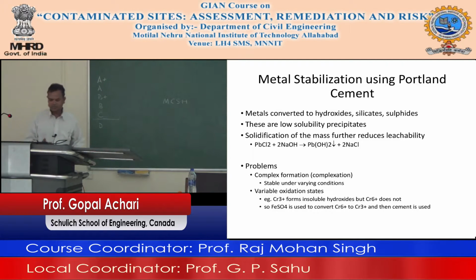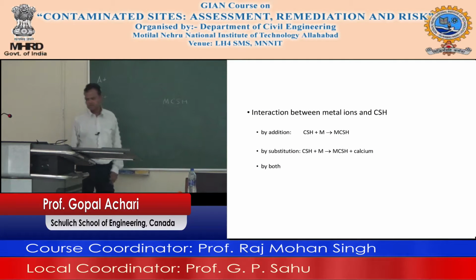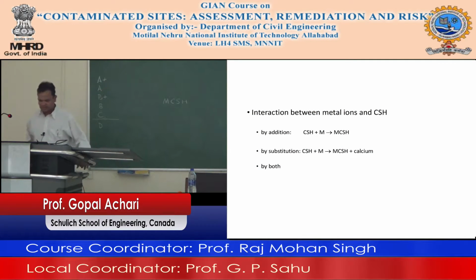So cement has been shown to convert these metals to hydroxides, silicates, sulfides, and low soluble precipitates, and eventually they become a part of it. So here it is. Interaction between metal ions and calcium silicate hydrate leads to the formation of metal calcium silicate hydrate, or by substitution it releases calcium.